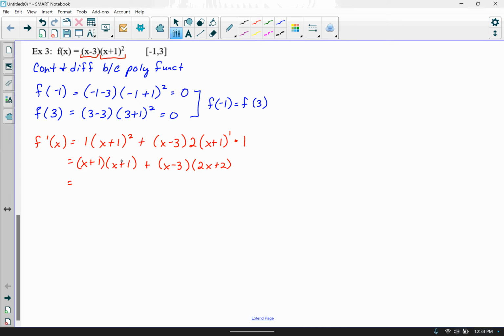So in that first one, you're foiling. I get x squared. Outside and inside are both x's, so that'll be a plus 2x plus 1. Back here, I'm foiling. I got 2x squared. Outside's 2x. Inside's minus 6x, so that'll be a minus 4x minus 6. Combine like terms, and I have 3x squared minus 2x minus 5. Here's my f prime of x.